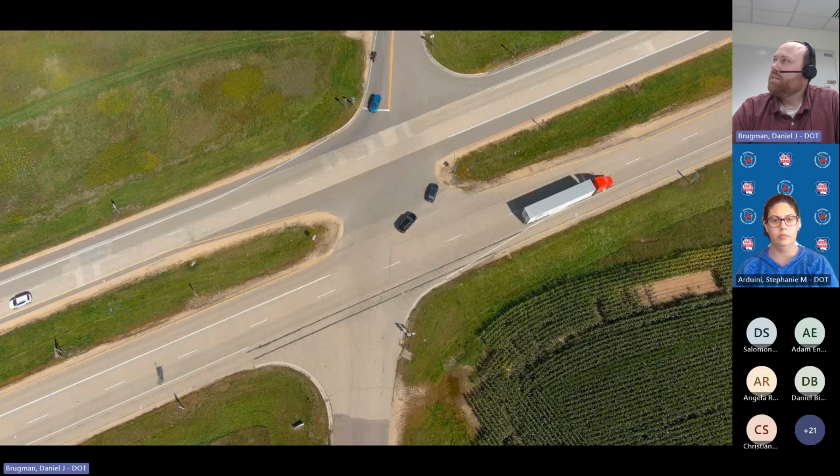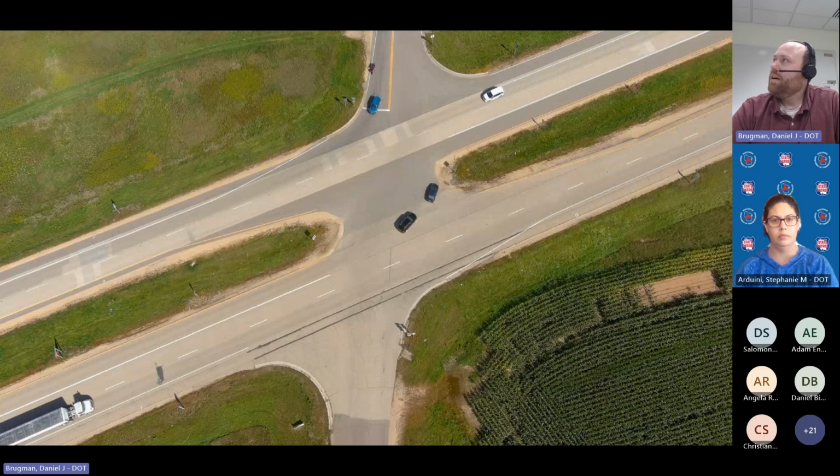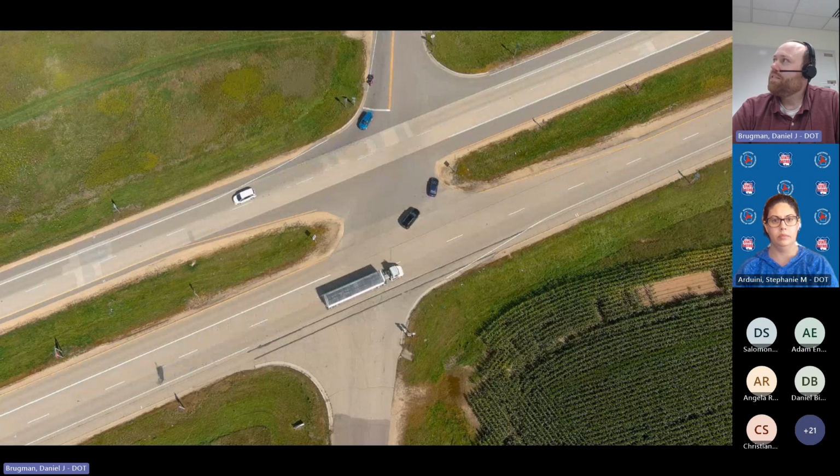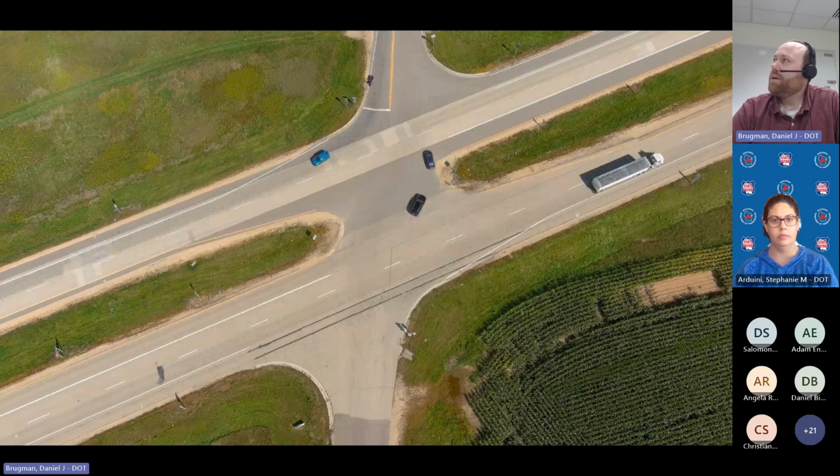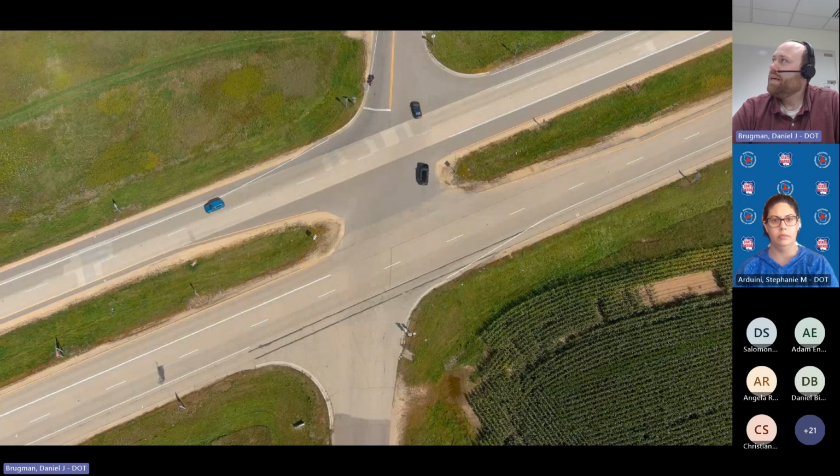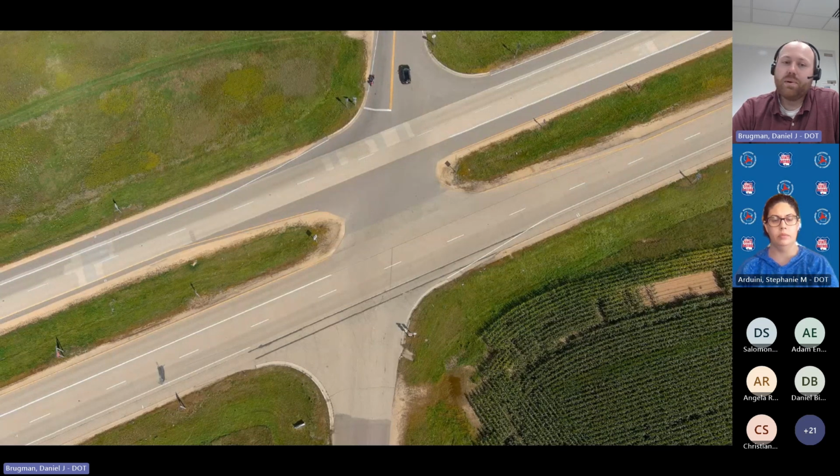Eventually the folks in the median there finish their turning movement once there's a safe gap, but they do kind of stack up in there where they should be keeping their eyes open and following the rules of the road.